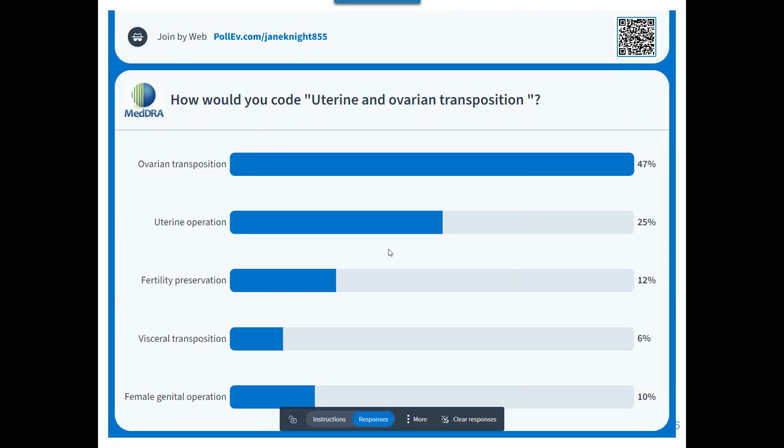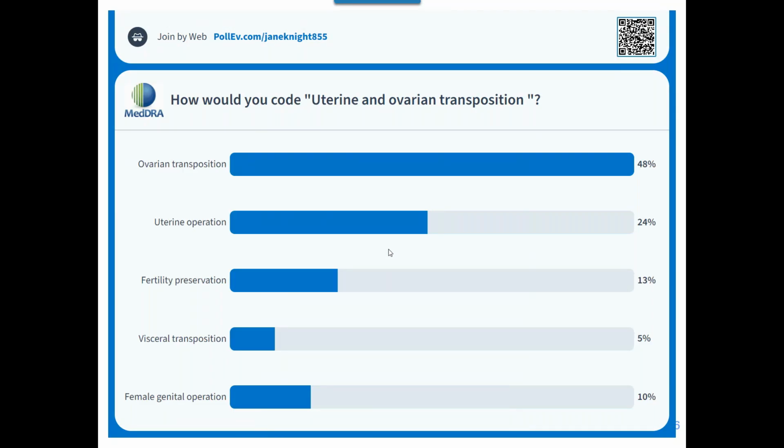Ovarian transposition, good. We've had that reported in the verbatim term, so that's definitely one we would choose. I would look for uterine transposition. If it was there, I would select it, but it's not. So uterine operation might be the best we can do. Fertility preservation, well, it's the reason for doing it. So do we need to select that? It hasn't been reported, but I agree with you, it is the reason.